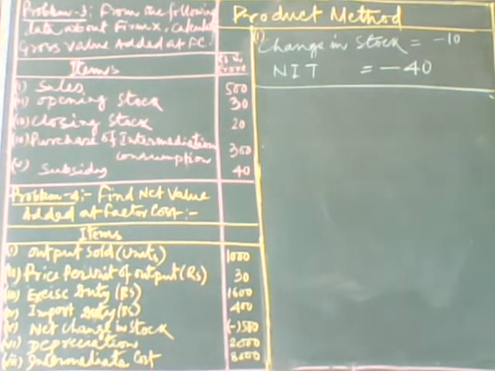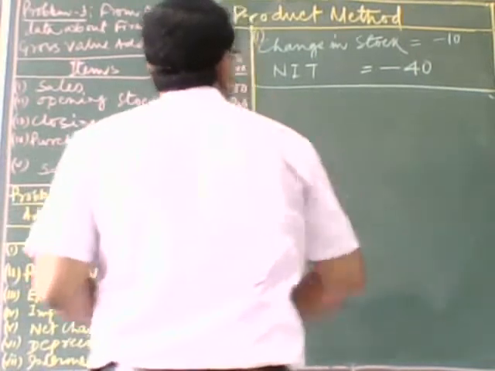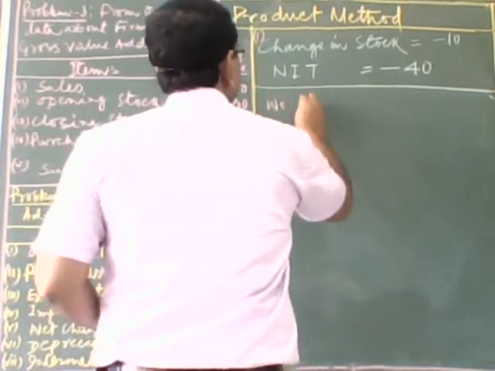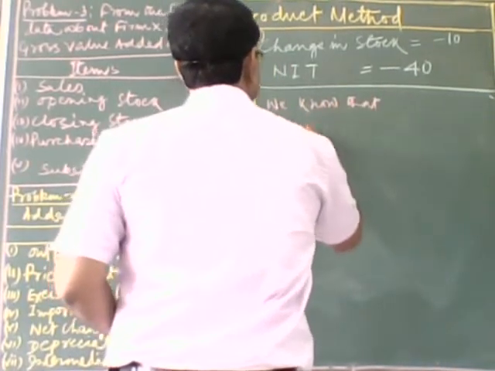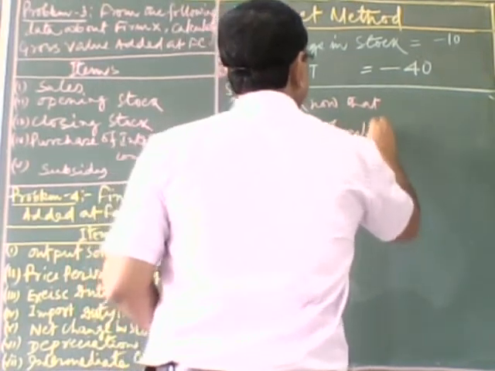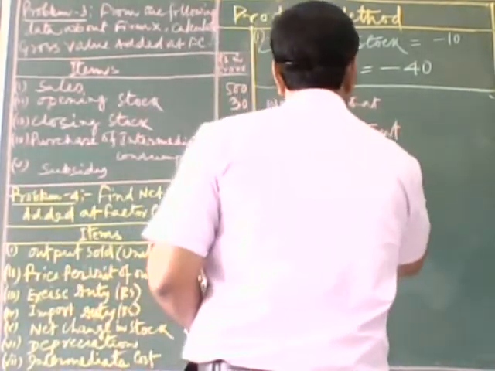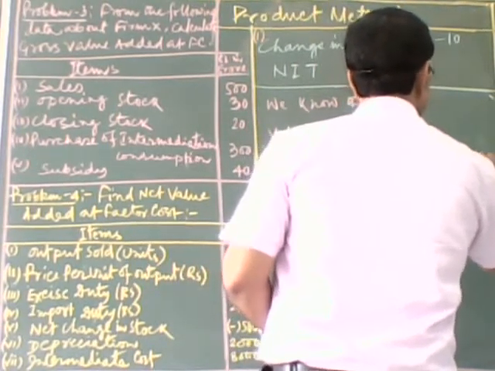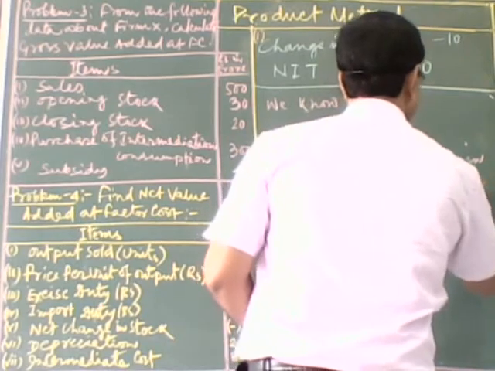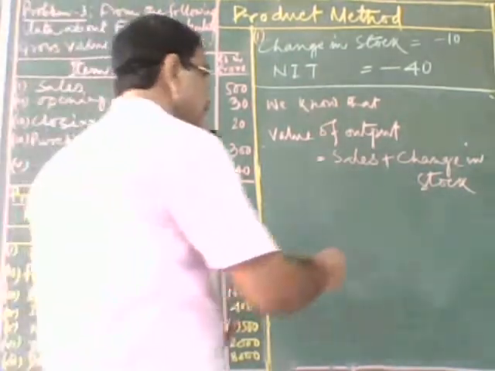According to the concept of product method, we know that value of output is equal to sales plus change in stock. This is equation number 1.